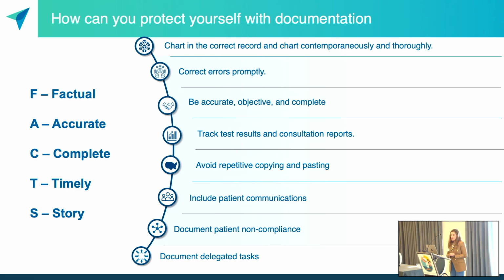Be accurate, objective, and complete. Don't insert your emotions. Don't include anything in the record that could potentially be inflammatory or insulting, or again, anything that's guessing as to what may have happened with a patient. Just be as concise, accurate, and complete as possible. Make sure that any test results or consultation reports, as well as your conversations with patients and their families, are included in the medical record.